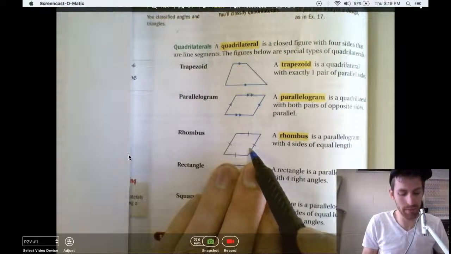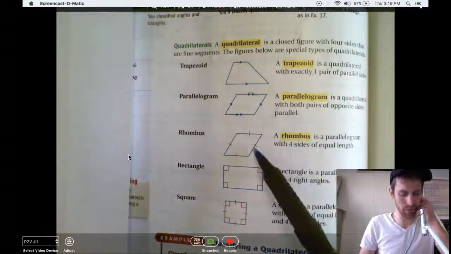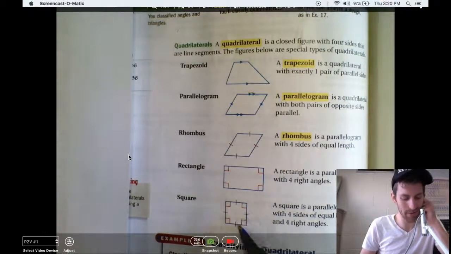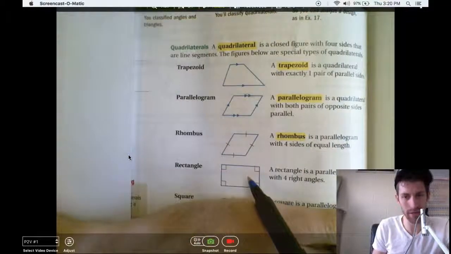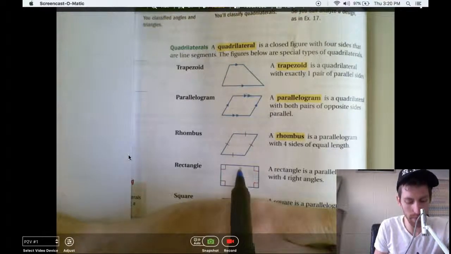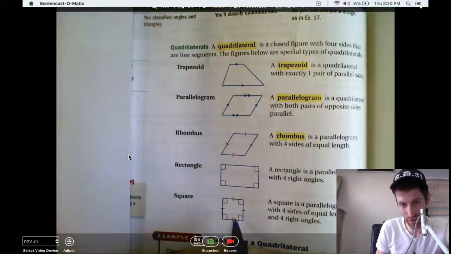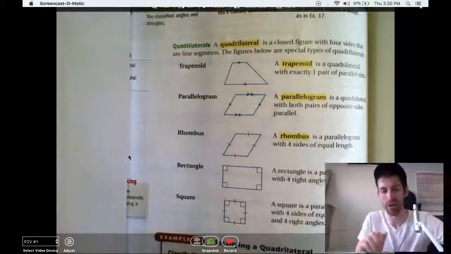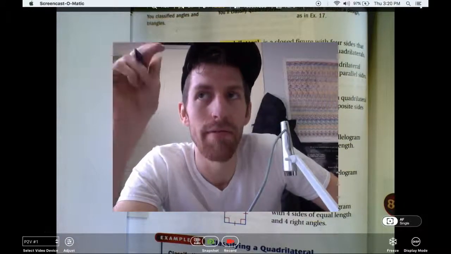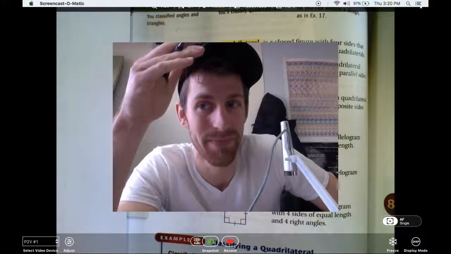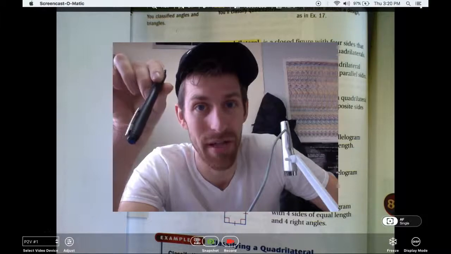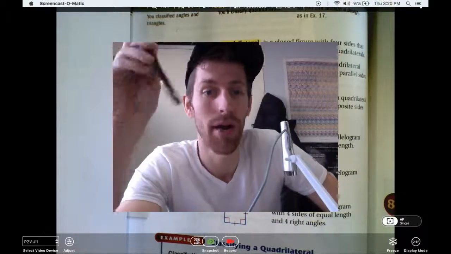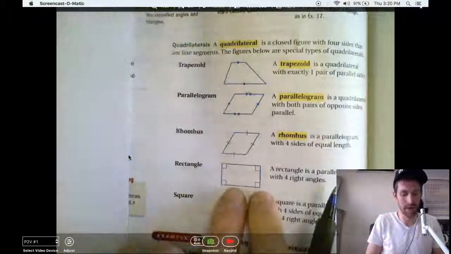So is this rhombus a square? No, because these aren't 90-degree angles. So a square has to have 90-degree angles and the same sides. So, look at the rectangle. Is that a square? No, because the sides are different lengths. But is the square a rectangle? Yeah, because there are 90 degrees in each angle there. So, see if you caught on here. Every square is a rectangle. Is every rectangle a square? No. For example, that rectangle is not a square.